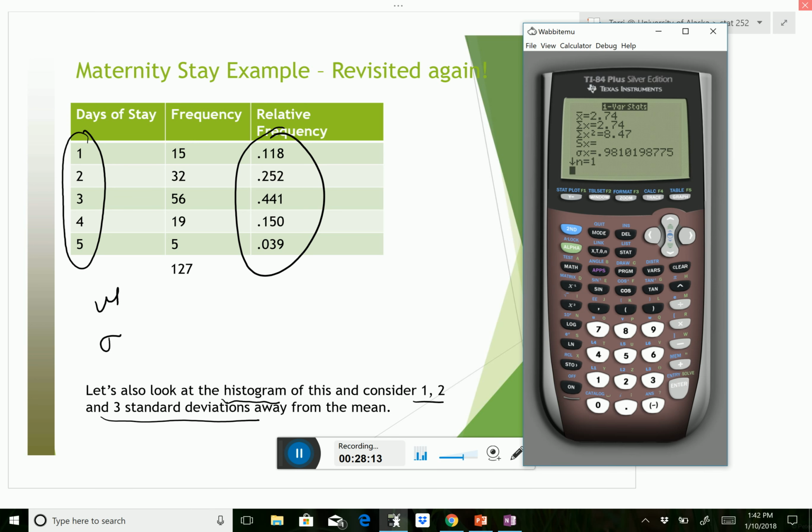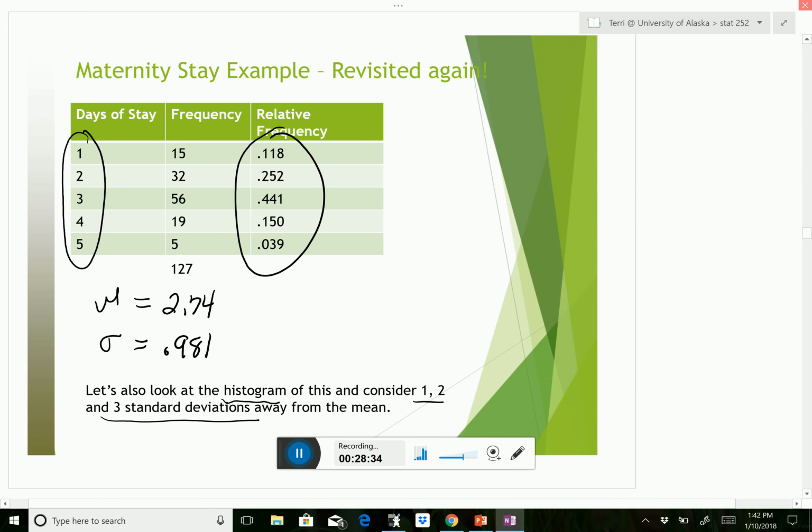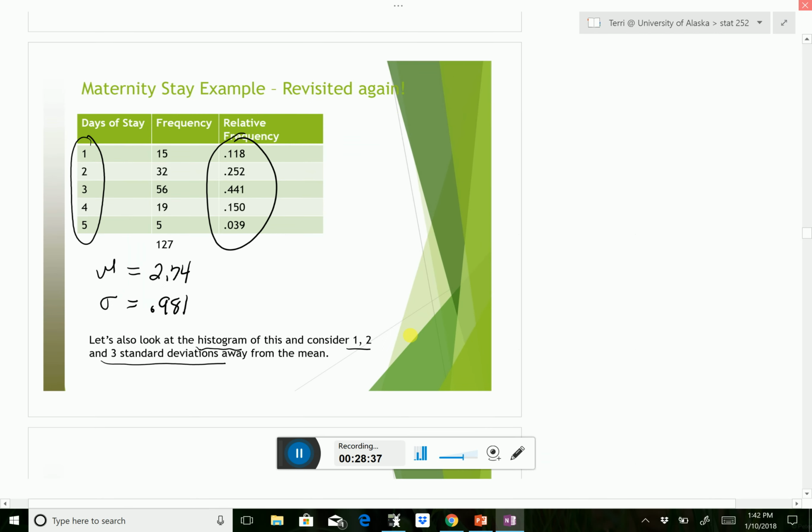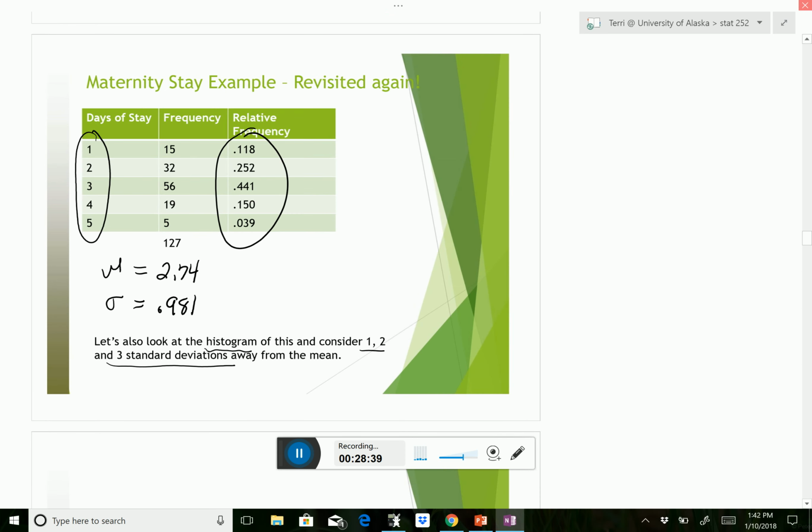Now, as you can see, it gives me x bar, which I'm going to write down as mu. And you can see that S of x is blank because n equals 1. So I'm going to use sigma of x, which is 0.981. So really, really simple, really easy to do that on the calculator. So let's create ourselves a probability histogram for this.